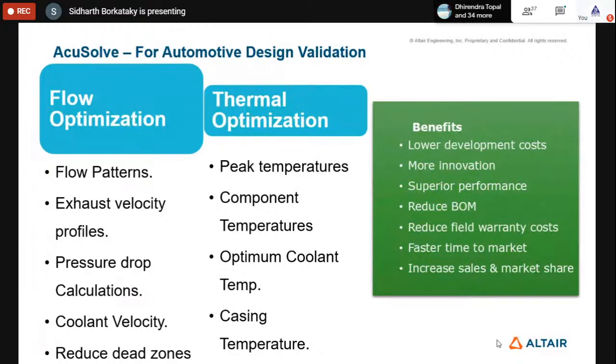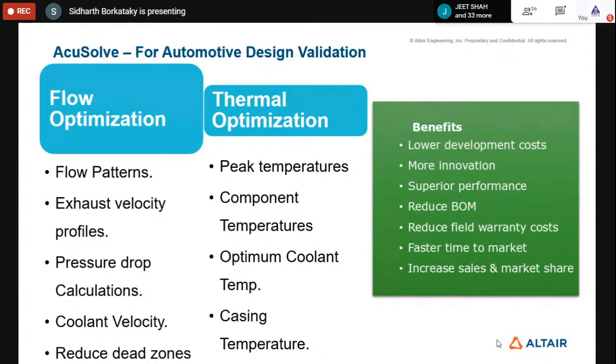So under flow optimization, as we can see, there are certain things any automotive industry's engineer would like to see. First of all, the flow patterns that are developed while a fan, let's say a radiator fan, is running. Say it's a very hot day and we are in the middle of traffic, and then we hear the sound of the fan that indicates that the radiator fan is getting started. So how does the flow look at that particular portion, which gives an idea that my radiator is working fine.